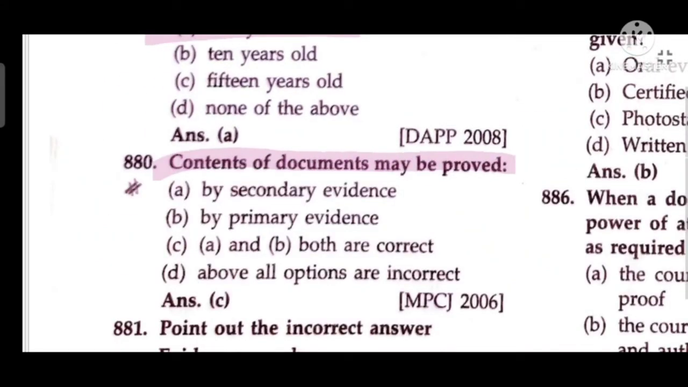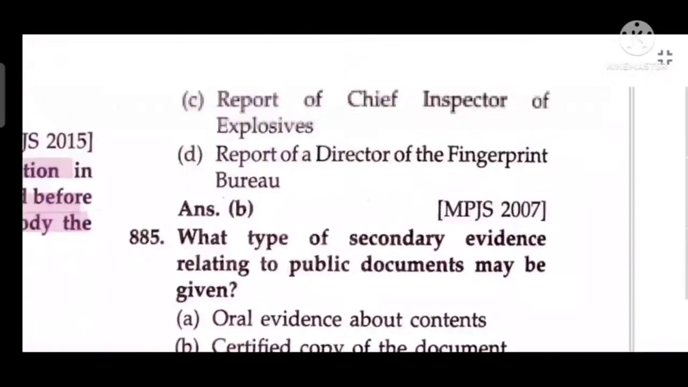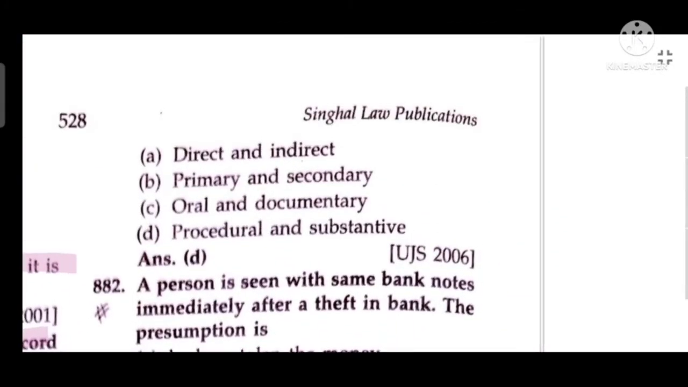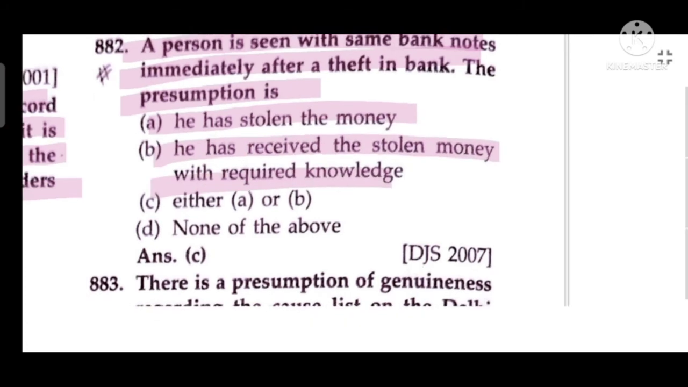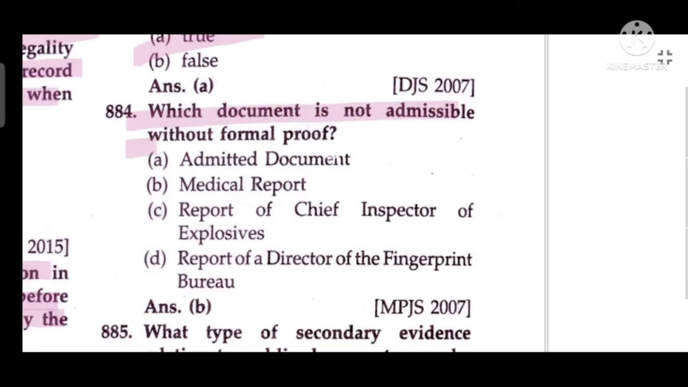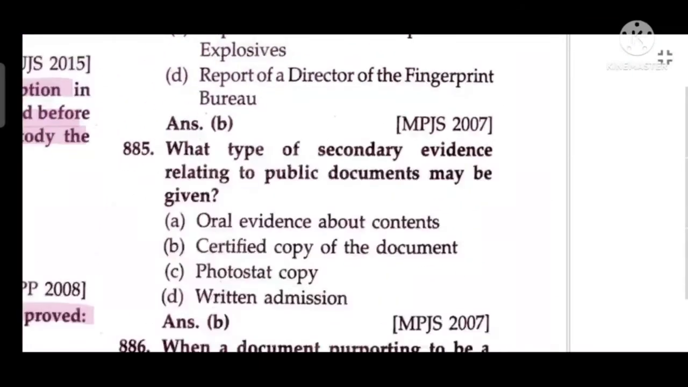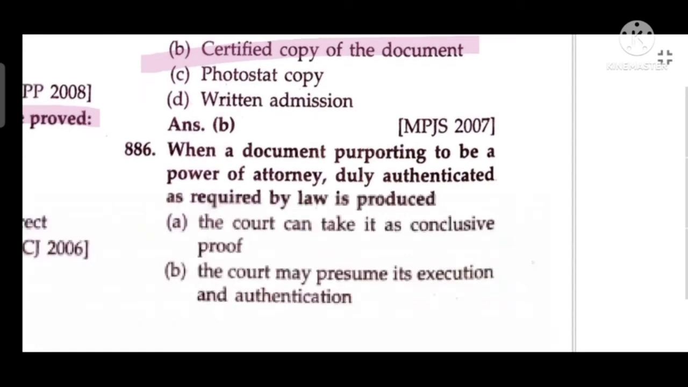The contents of a document may be proved by secondary evidence or by primary evidence. Point out the incorrect answer. A person is seen with some bank notes immediately after a theft in the bank. The presumption is that he has received stolen money with the required knowledge. There is a presumption of genuineness regarding the cause list on the Delhi High Court website. True. Which document is not admissible without formal proof? Medical report. What type of secondary evidence related to a public document may be given? A certified copy of the document.